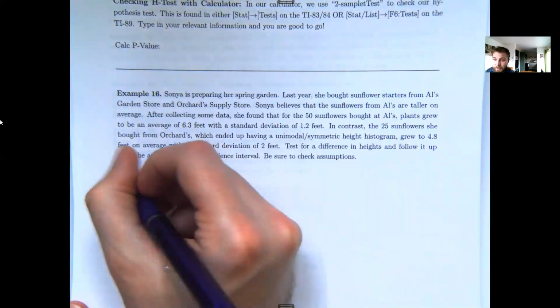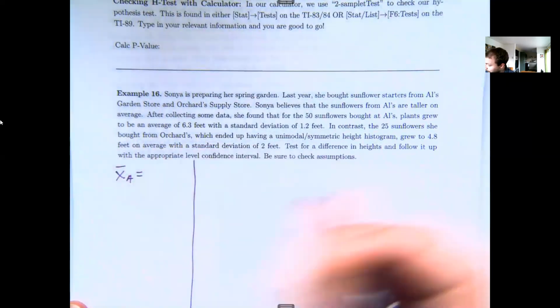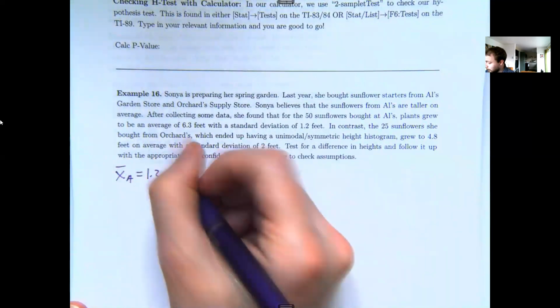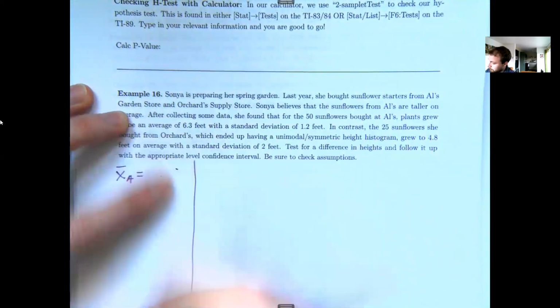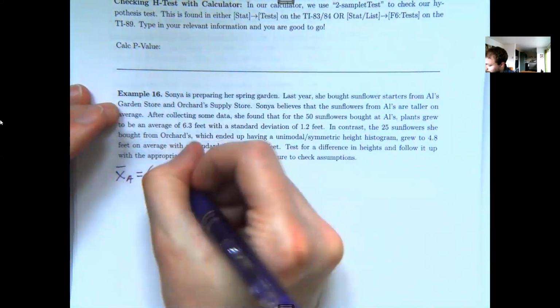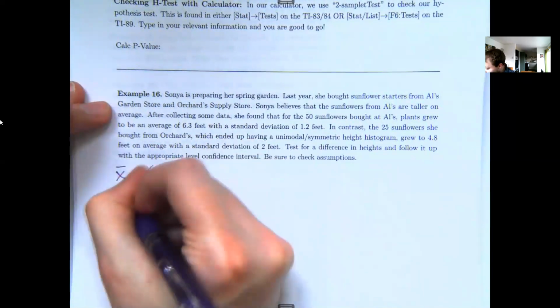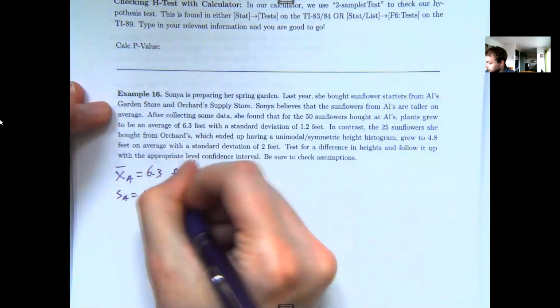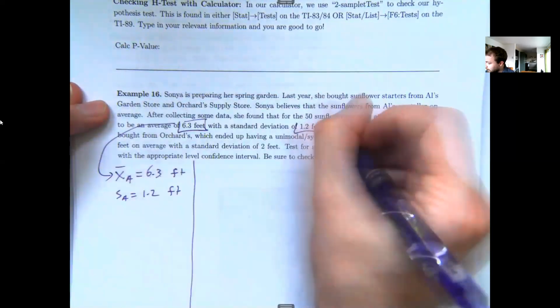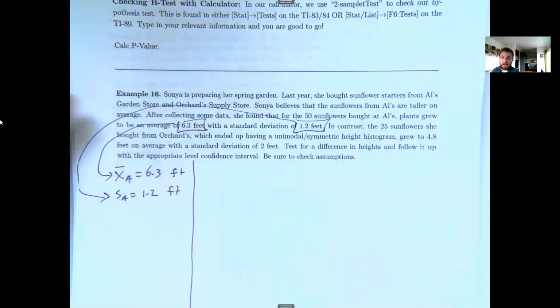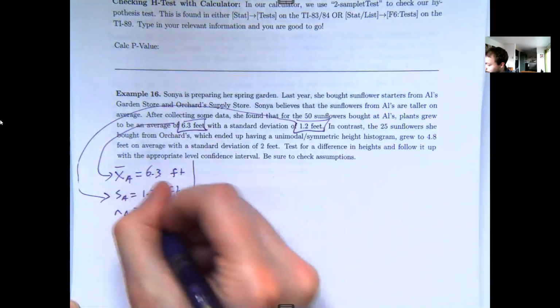Okay, I'm going to use the subscript of A for Al's. Average for Al's was 6.3 feet. The standard deviation is the 1.2 feet. As I'm reading, I might want to highlight stuff so I don't make mistakes like that. So I'm seeing an average of 6.3 and a standard deviation of 1.2. The number of samples for this group was 50.